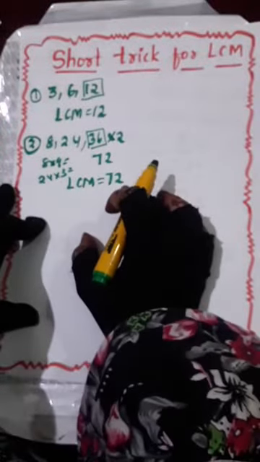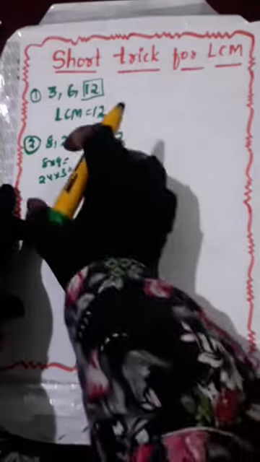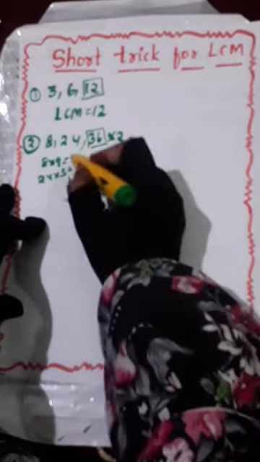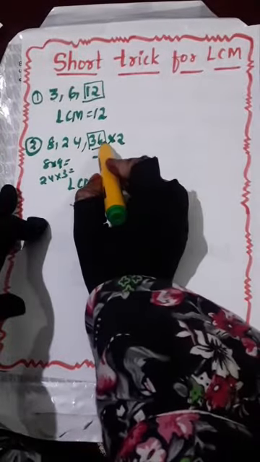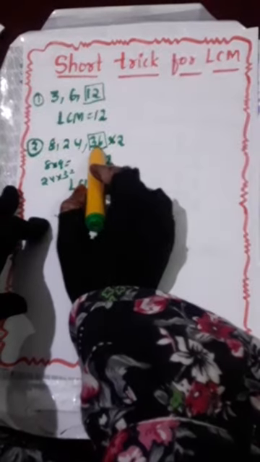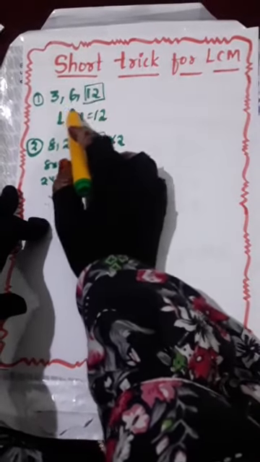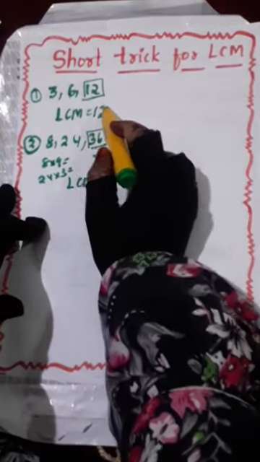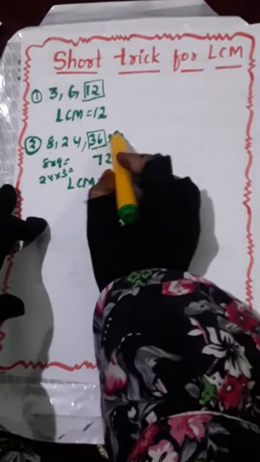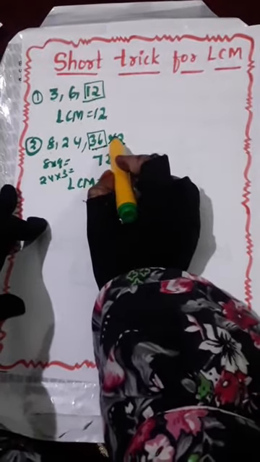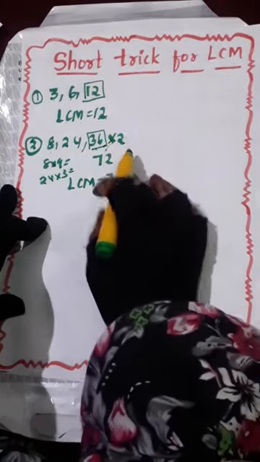This is the shortcut method. The prime factorization method and division method are lengthy methods. If we directly see like this, a short trick method, we have to look at the numbers. If it divides, directly write LCM equal to the biggest number, like 12. If it is not dividing, we have to multiply that big number by 2. If it is not going with 2, then 3, 4, 5, like that we have to take.